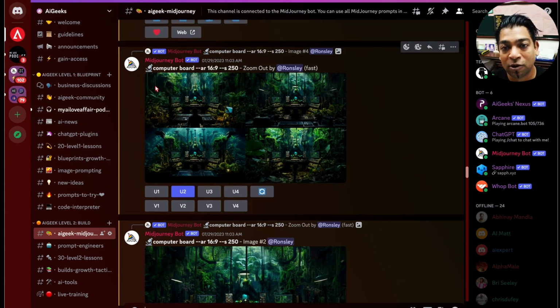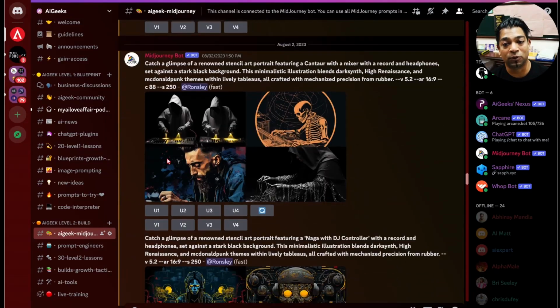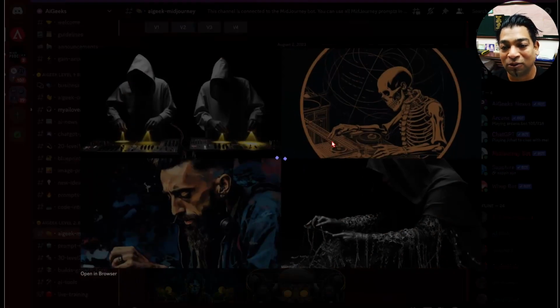And if you think about what can you put under the microscope, then you can create some really unique images of certain things. So this is of a computer board, which I wanted. Now I want to show you another one here, which is like catch a glimpse of a renowned stencil art portrait featuring a centaur, actually, with a mixer, with a record and headphones set against a stark black background.